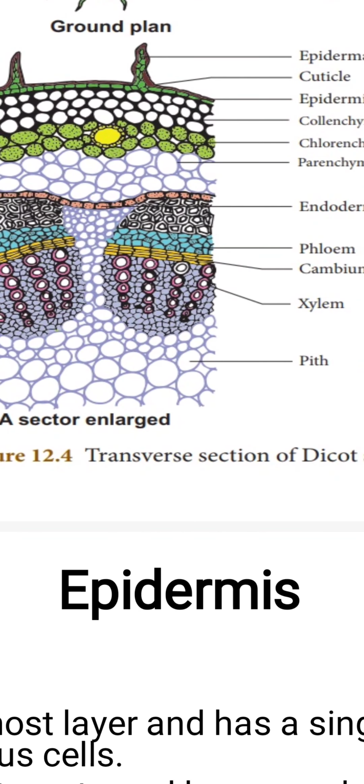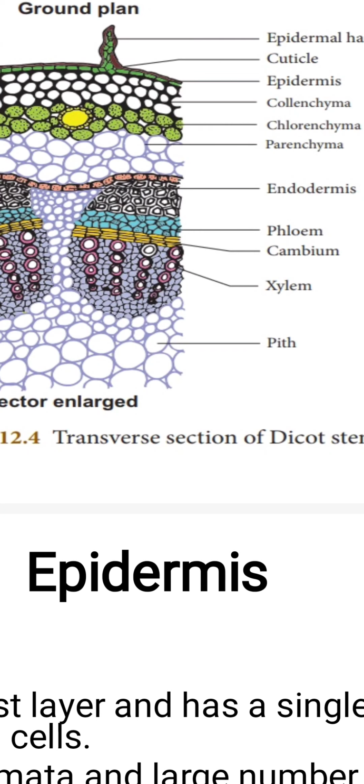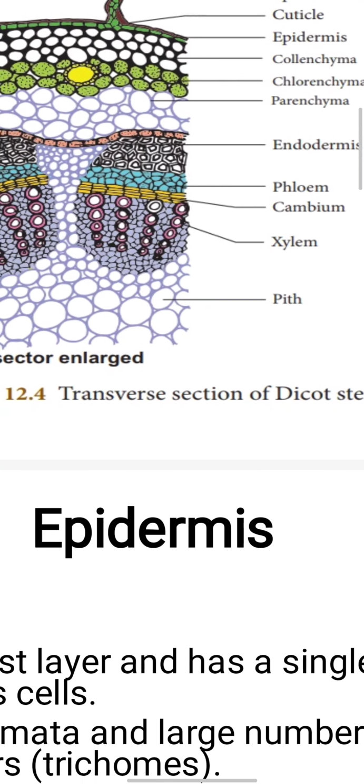Chlorenchyma cells are chloroplast-containing parenchymatous cells, which are important for the process of photosynthesis. Inner to the chlorenchyma there is parenchymatous tissue, which is isodiametric in shape and loosely arranged. So that is the cortical region: collenchyma, chlorenchyma and parenchyma. Inner to the parenchyma there is the endodermis.